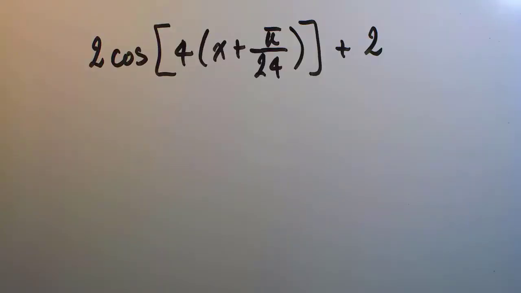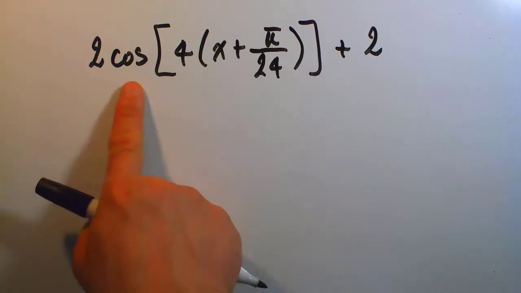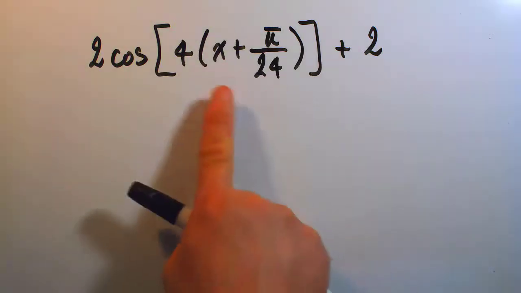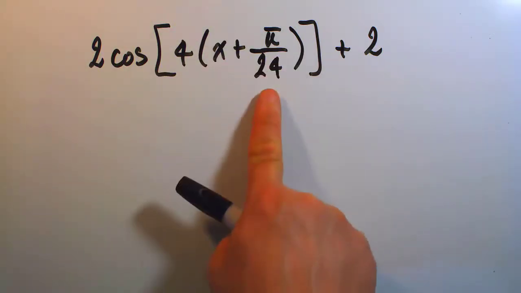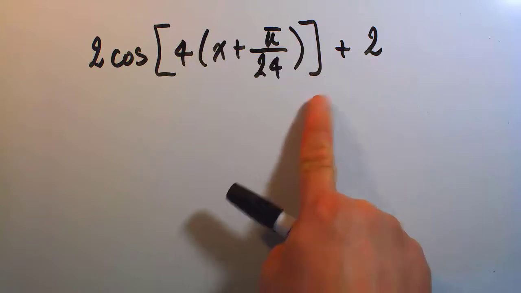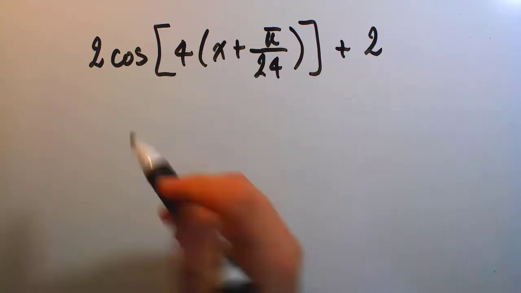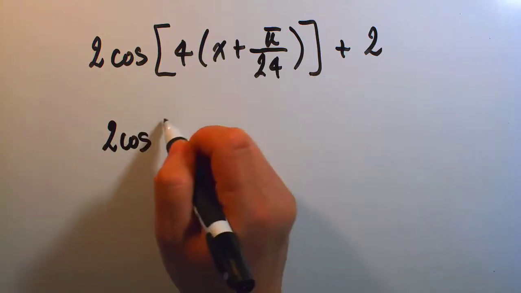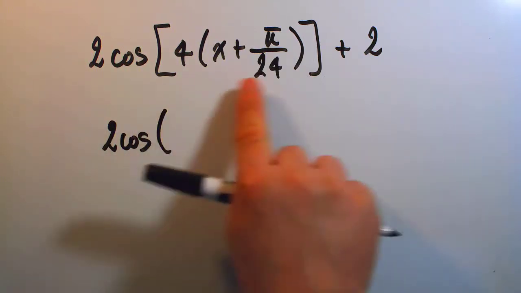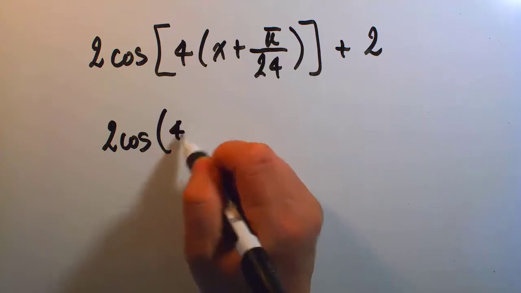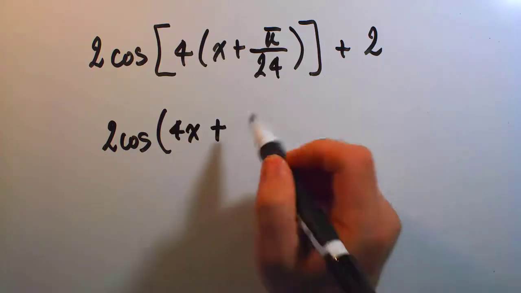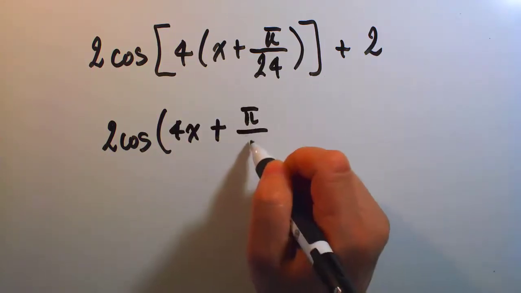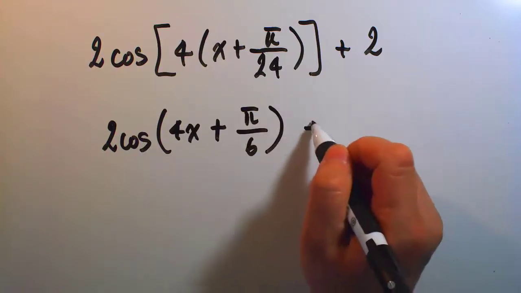So as a cosine, our sinusoidal graph can be identified as 2 cosine of 4 in parentheses x plus pi over 24, close parentheses, close brackets, plus 2, or, distributing that 4 into each term here, it will be 2 cosine of 4x plus pi over 6 in parentheses, plus 2.